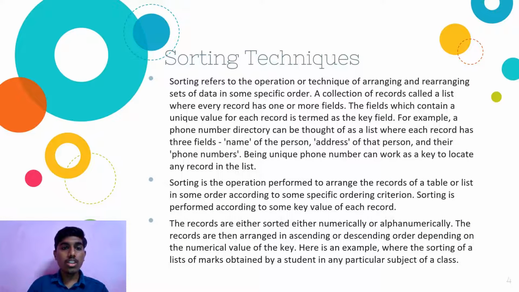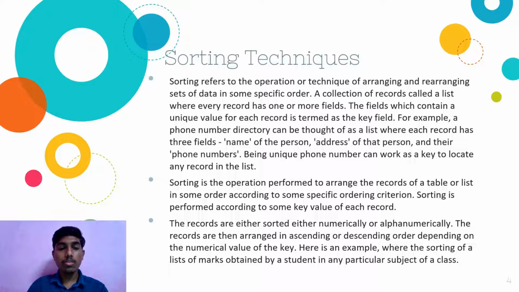So, what are sorting techniques? Sorting refers to the operation or techniques of arranging and rearranging sets of data in some specific order. A collection of records called a list where every record has one or more fields. The fields which contain a unique value for each record is termed as the key field.